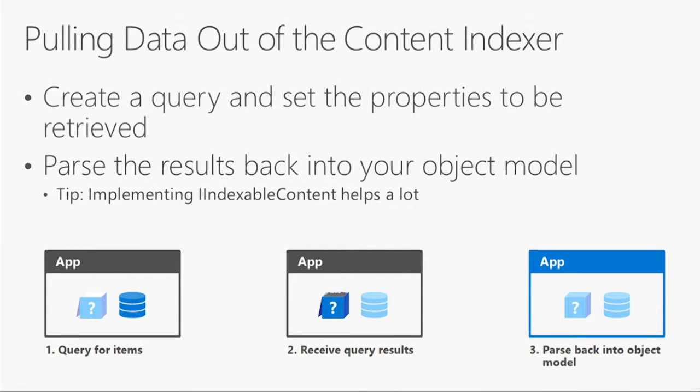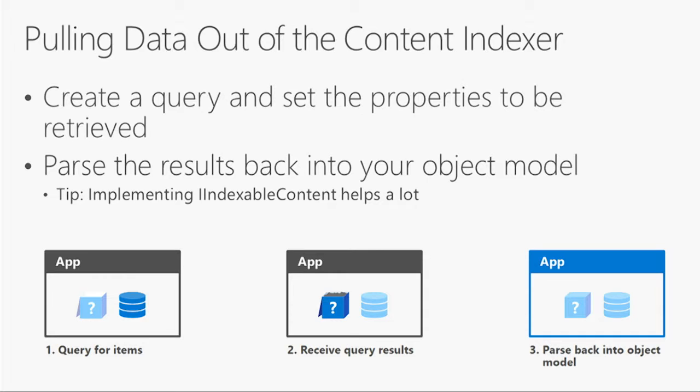Now, to get the data out of the indexer, it's just like querying the file system. You're going to create a query in your app. You're going to set the list of all the properties that you want to search and all the properties that you want to be retrieved from the system index. You pass that query into the system index. It'll run the query using AQS, using all that internationalization logic we talked about earlier, and then return the results back to your app. The app is then responsible for parsing that property bag back into its object model.